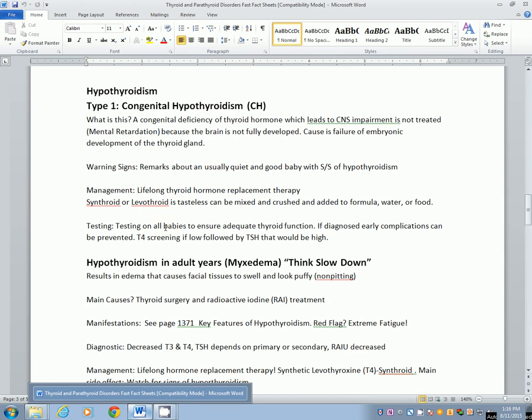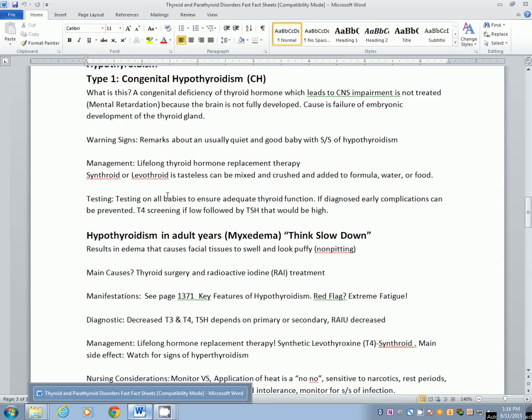Okay. For hypothyroidism, you've got type 1. The first type is congenital hypothyroidism, known as CH. This is a congenital deficiency of the thyroid hormone that leads to central nervous system impairment. It can be in the fetal or neonatal life, and if not treated, results in mental retardation. The cause is the embryonic failure of the thyroid gland to develop.